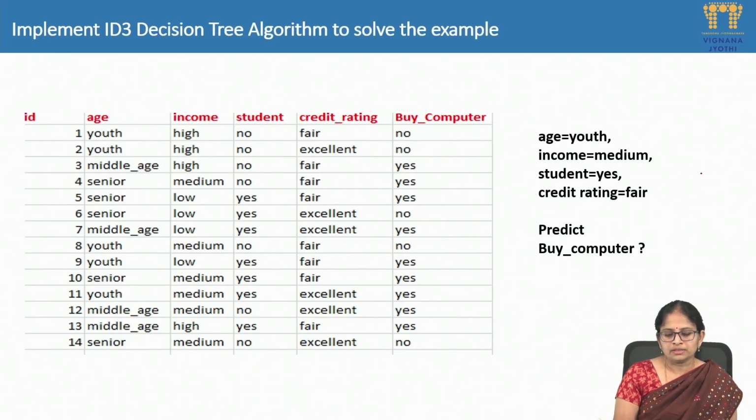So this is the one data set which is given to predict whether a person buys a computer, yes or no. What are the features given in the data set here? Age of the customer is given, income of the customers, whether the customer is a student or not, credit rating of the customer is given, and based on all these features or attributes, we have to predict whether a person buys the computer, yes or no.